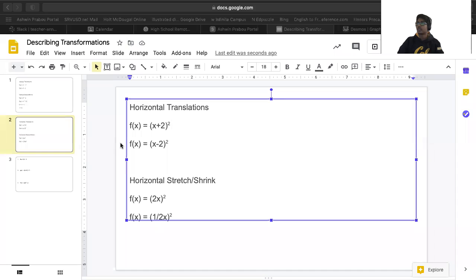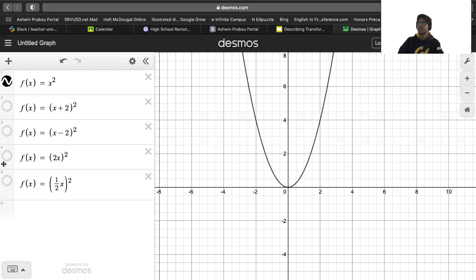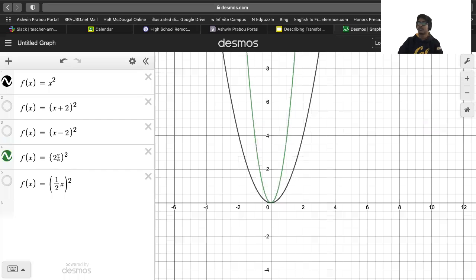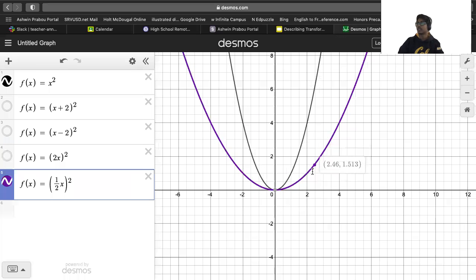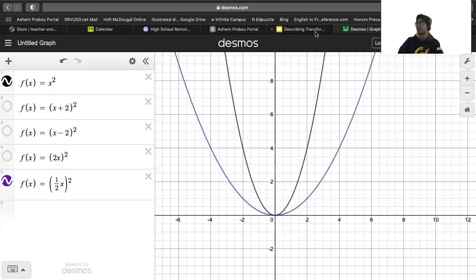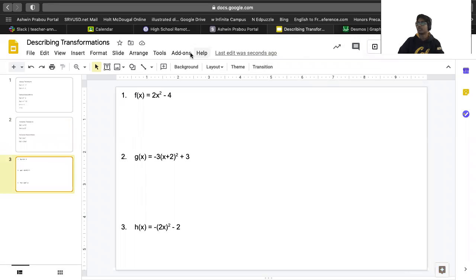And then you've got horizontal stretch and shrink. You've got f of x equals 2x in brackets squared, and f of x equals half of x in brackets squared. Now let me show you the graph of this. As you can see, the 2x within the exponent is more stretched than the x squared. And then you've got 1/2 x squared, and it's a bit more stretched than the original graph f of x equals x squared. Now let's get into the problems.